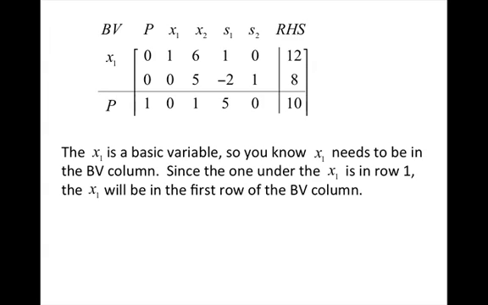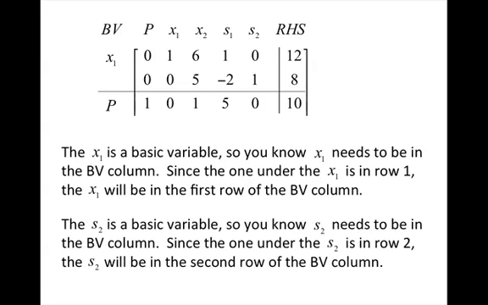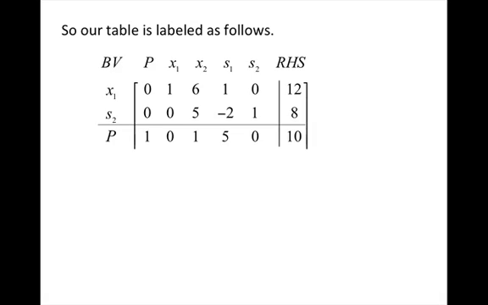Now we look at s sub 2 because it has the 0 and the 1s below it. So we know s sub 2 will be a basic variable. Since the 1 is in row 2, then the s sub 2 is going to be the second basic variable. So as we said, we always look for the zeros and the 1s. Now let's take a look at this final table.